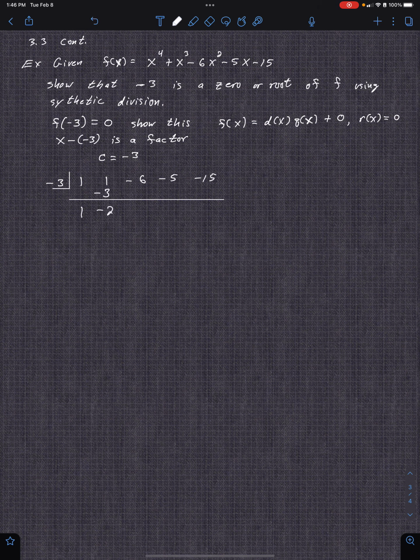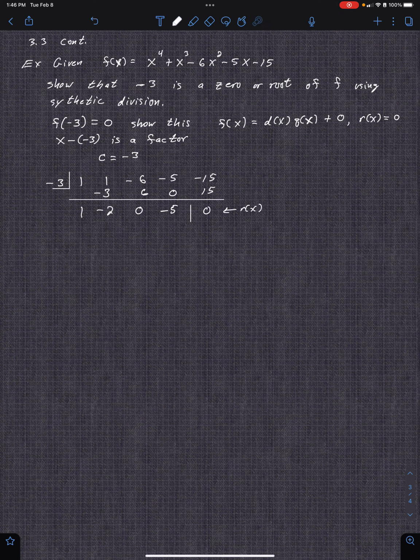add, multiply, add, multiply, add, and yes, that's what we should get, because we get 15, which is the opposite of negative 15, and there you go. There's your 0. That's what we wanted. So we wanted that to be r of x, which is our 0 remainder.